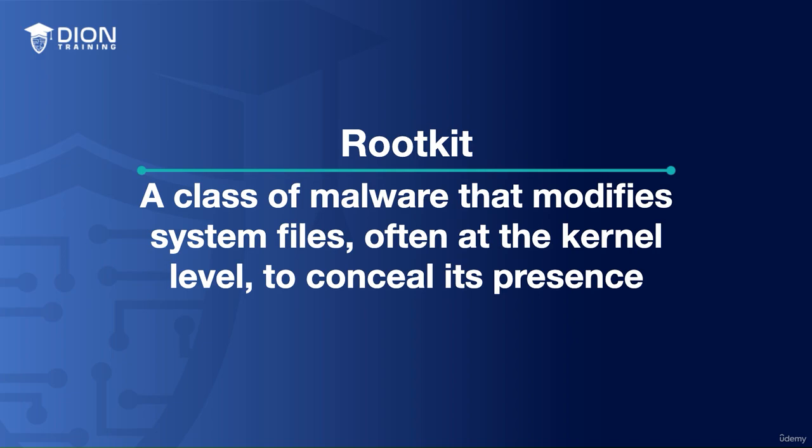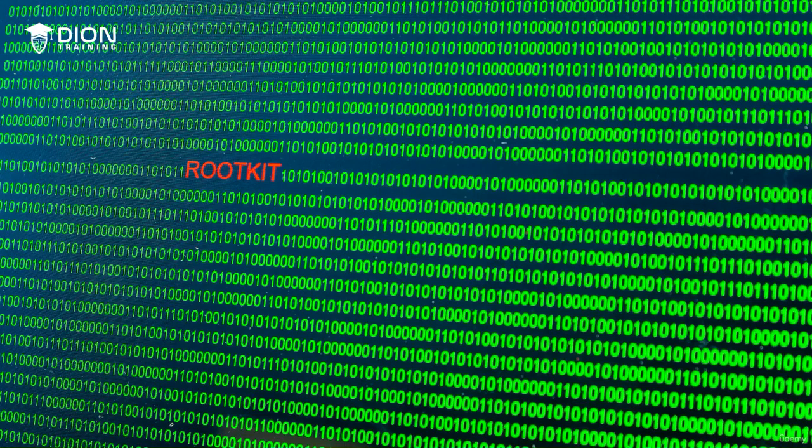Now, the last thing we want to talk about is rootkits. Rootkits should be something that you're familiar with from your Security Plus studies, and this is just going to be a review for you. A rootkit is essentially a class of malware that modifies system files, often at the kernel level, to conceal its presence. When we're dealing with a rootkit, this is something that is really scary for a lot of people. Why? Because when a rootkit gets into that system, it can hide itself. They are very hard to detect.